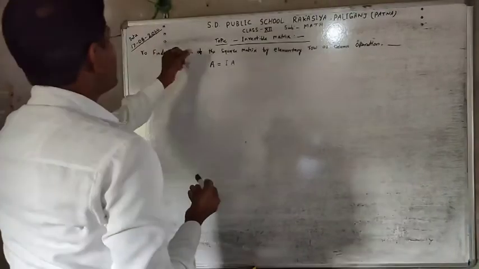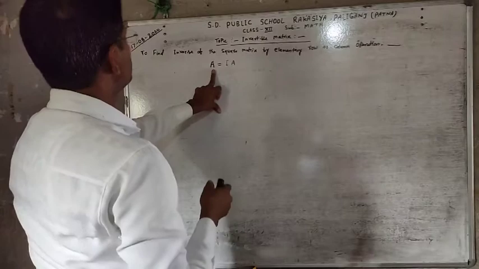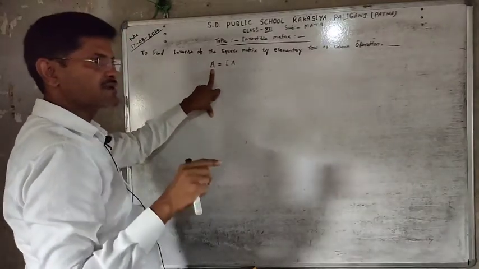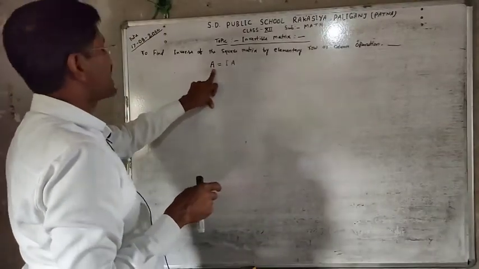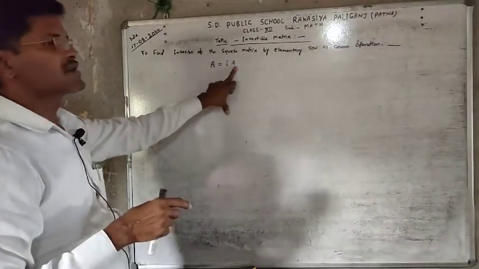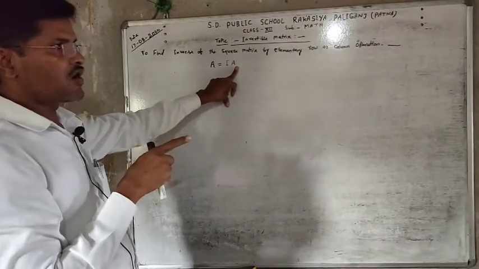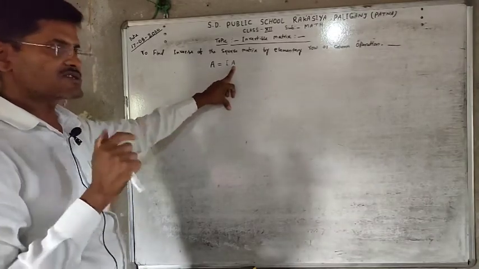Now, by using row operation or column operation, we obtain the matrix A as the identity matrix. If matrix A becomes an identity matrix, then the matrix on the RHS also becomes a matrix, and that matrix is the inverse of the matrix.